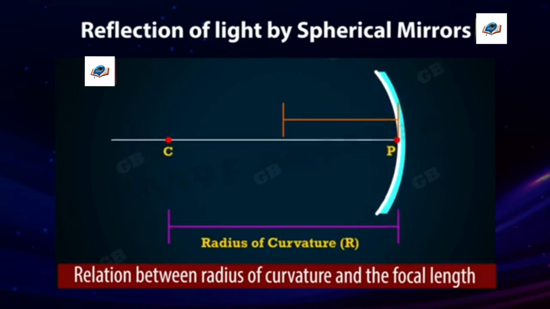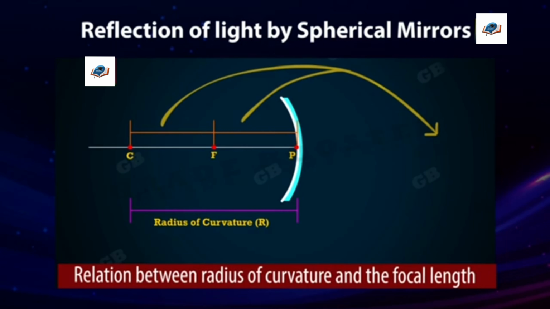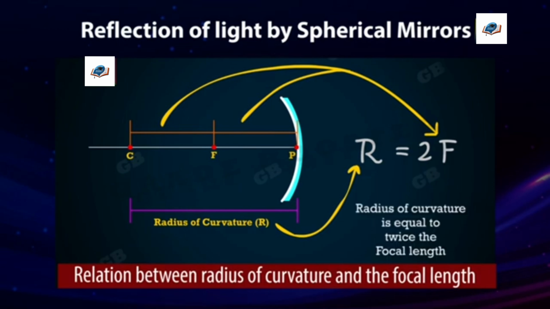The relationship between the radius of curvature r and the focal length f of a spherical mirror is as follows. For spherical mirrors with small apertures, the radius of curvature is found to be equal to twice the focal length. We write it as r equal to 2f or f equal to r by 2. This means that the principal focus of a spherical mirror lies midway between the pole and the center of curvature.